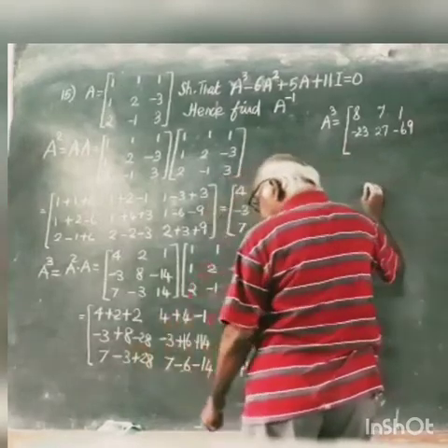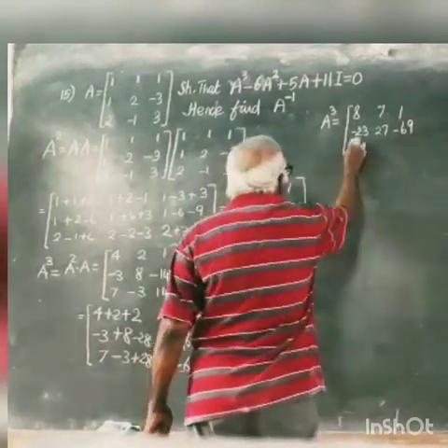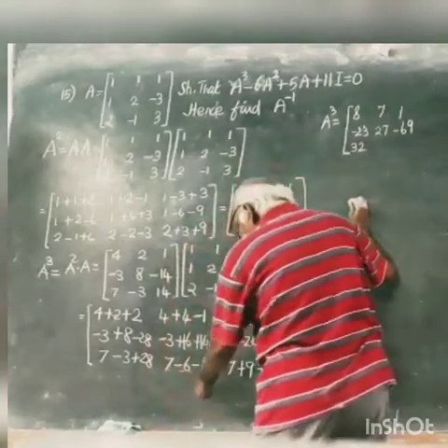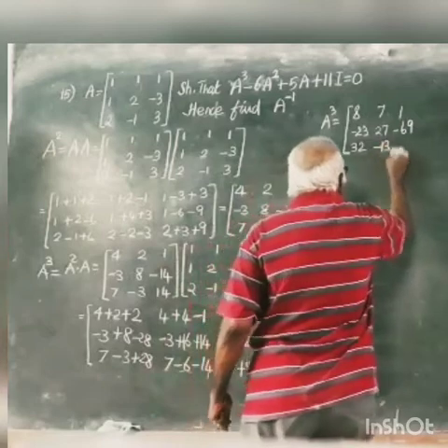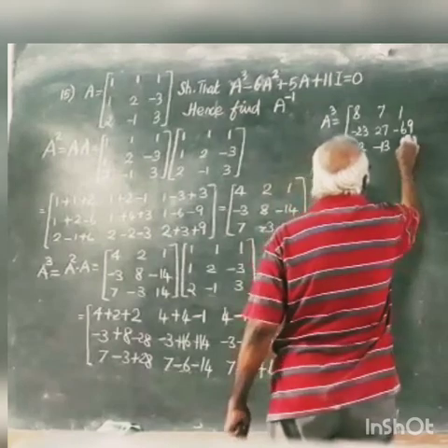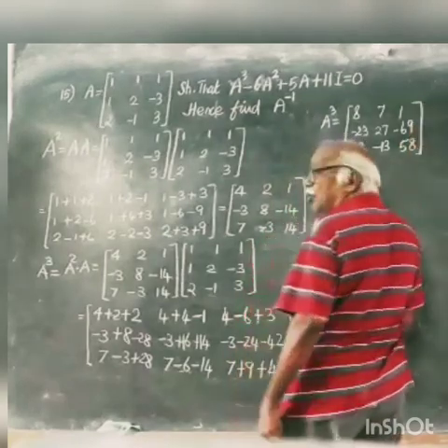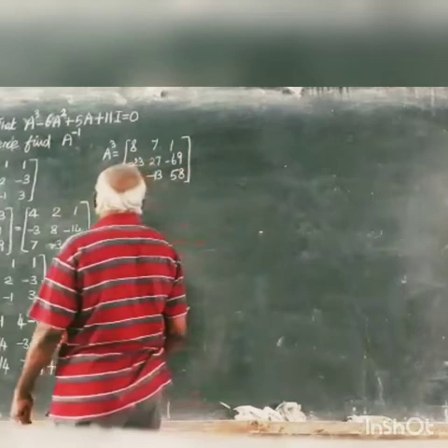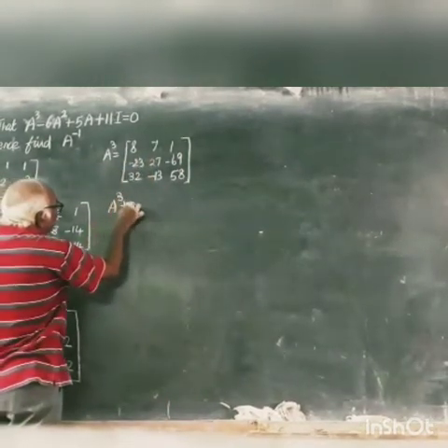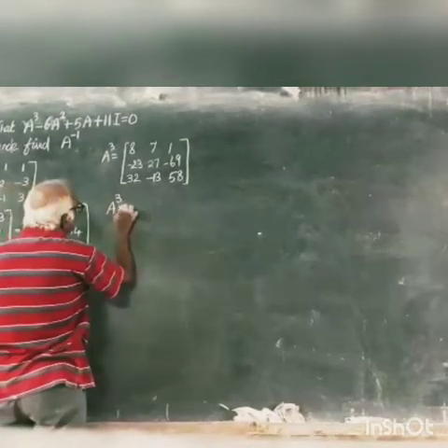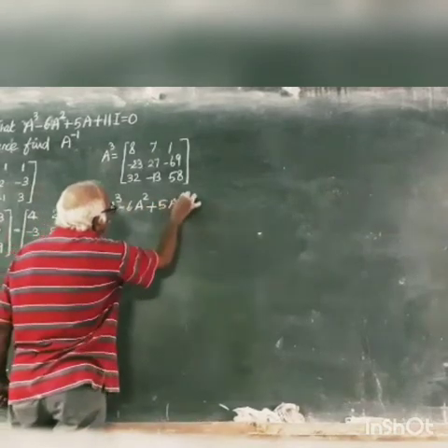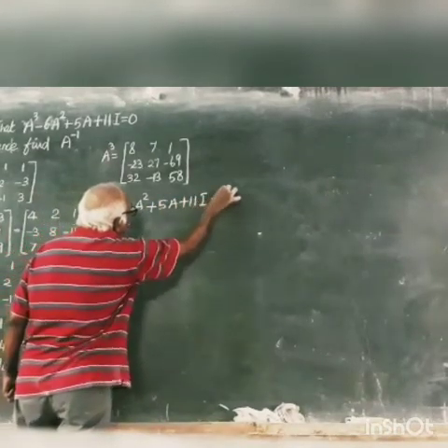This one 28, 32, 22, minus 14, minus 20, minus 13, minus 13, plus 50, 60, 58. 22 minus 13 plus 58. That is your A cube. Now we have to prove that A cube minus 6A square plus 5A plus 11I equal to null matrix.